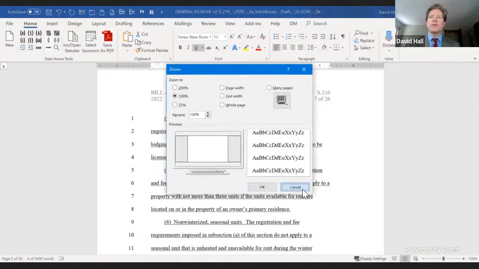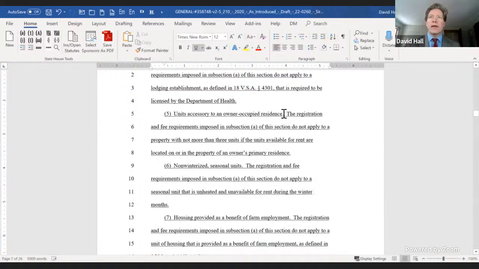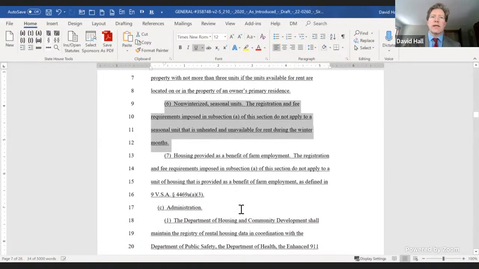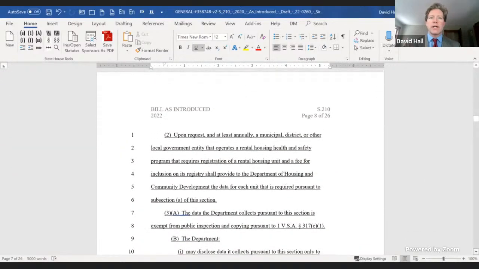4 is new. This is just belts and suspenders, to make sure we are not talking about licensed lodging establishments, which are already licensed and regulated by the Department of Health. The accessory to an owner-occupied residence is new. Senator Sorokin mentioned this. So this is up to 3 units located in or on the owner's primary residence, right? So it's all either on the same property or it's all part of the same building. As long as the owner lives in one of those 3 units as a primary residence, it doesn't count. The non-winterized seasonal units is the same. The last one is new. It's the same as Senator Sorokin mentioned, and that's it. There's a couple of pieces in the committee amendment that I'll have to point out, but we're pretty much done here as far as differences go.